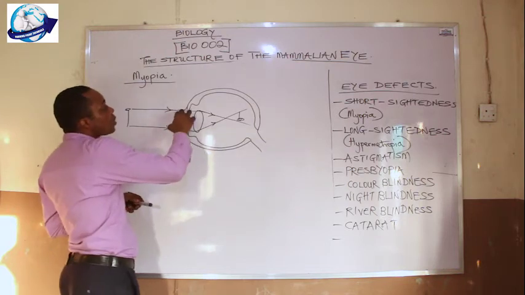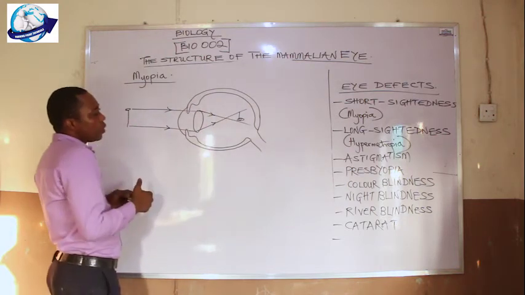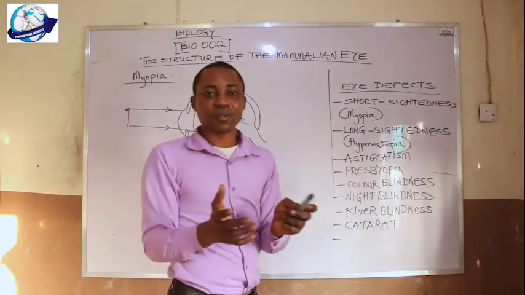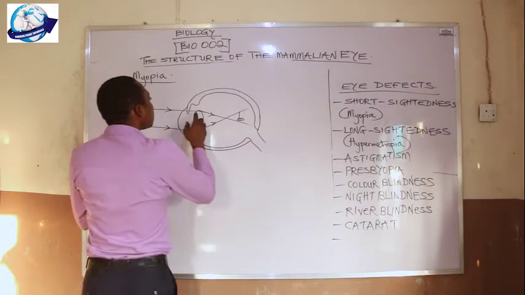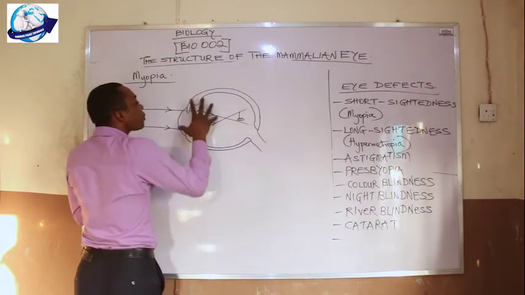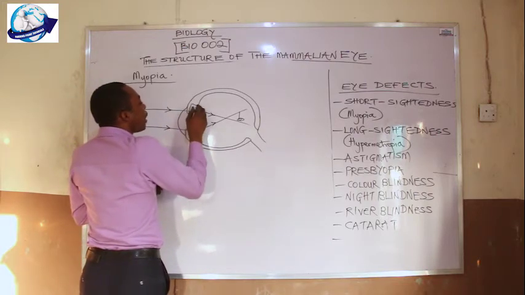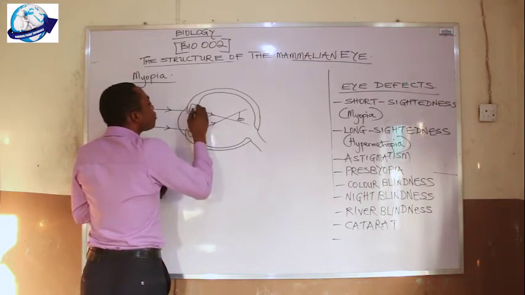And because the eyeball is too long, or maybe even if the eyeball is not too long, it could be that the lens is too curved. Sorry, that's a mistake. The eyeball is too long, or the lens is too thick.